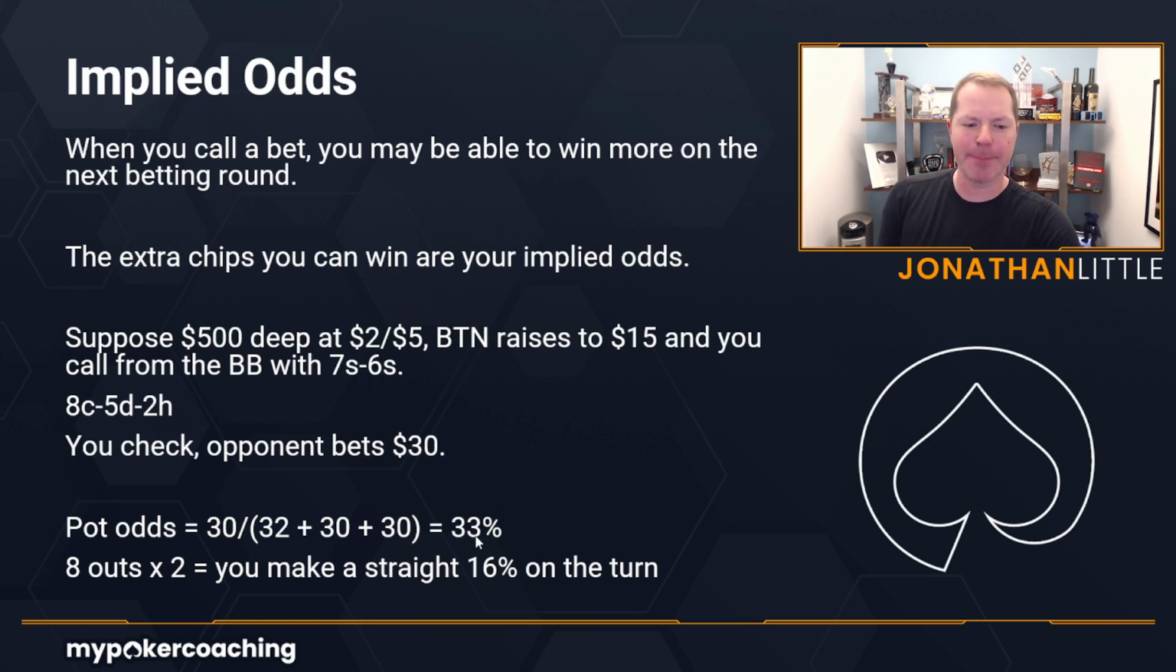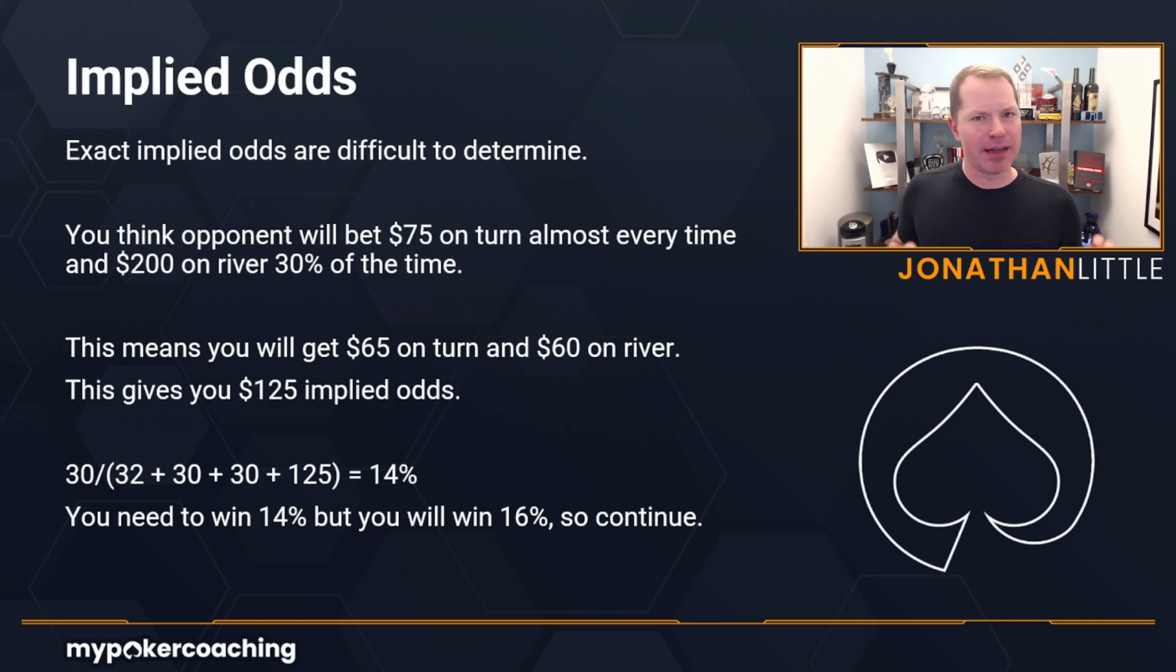Okay. How often are you going to get there on the turn? Well, you have 8 outs times 2, which is 16%. So you're going to make your straight on the turn 16% of the time. 16% is way less than 33, so you may think I should fold. But no. Let's consider our implied odds. Our exact implied odds are going to be difficult to determine because you have to make a bunch of estimations, but let me go through the logic that a lot of players use in this spot.